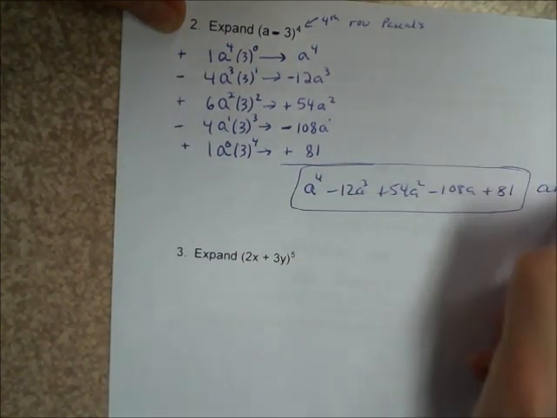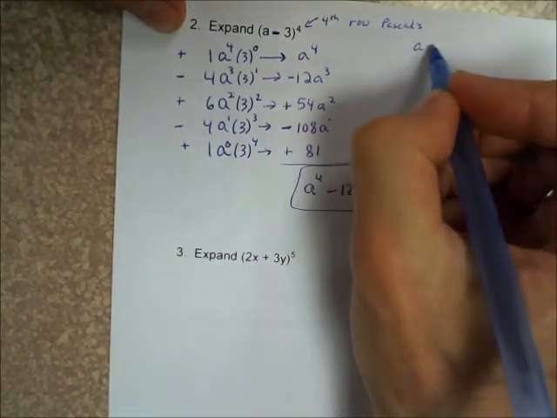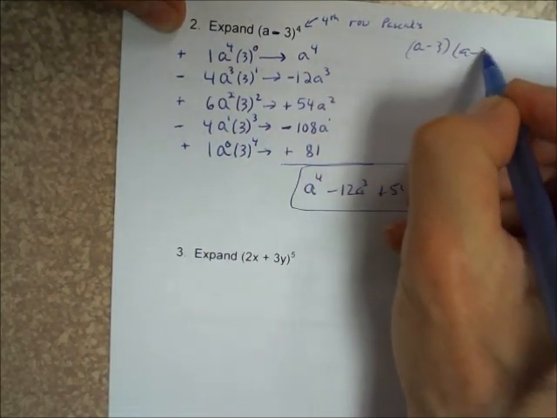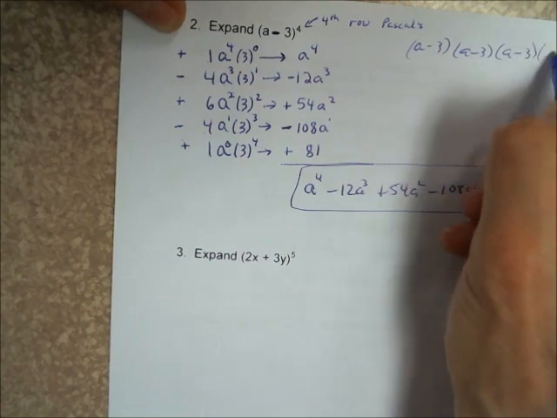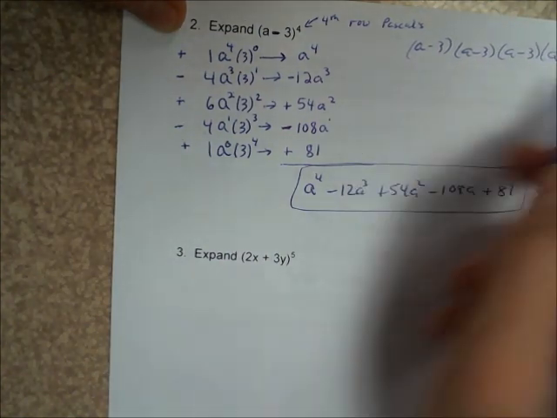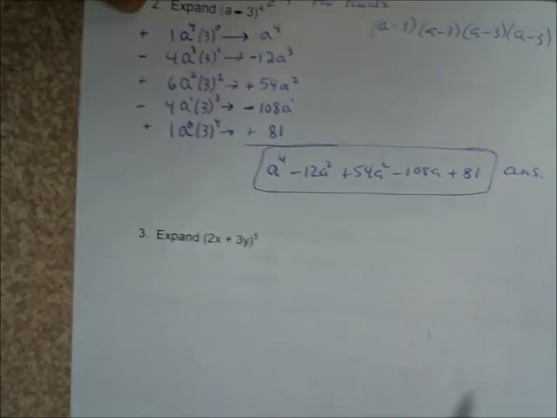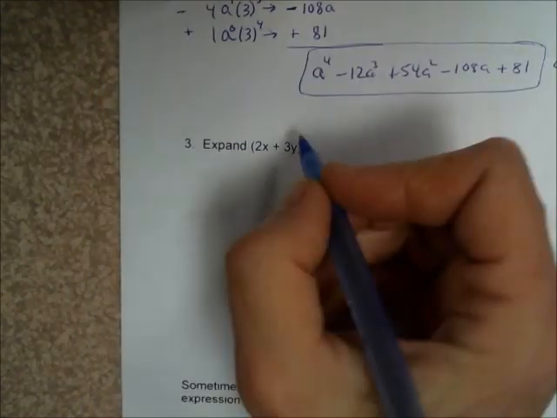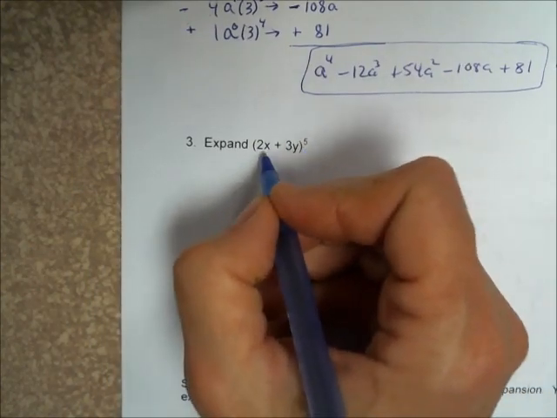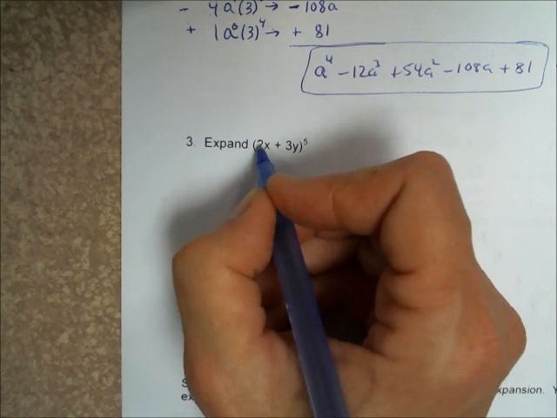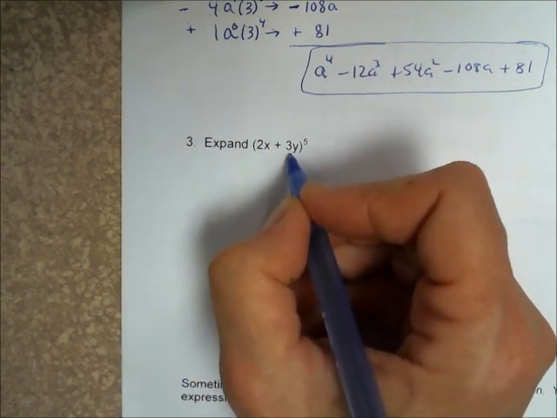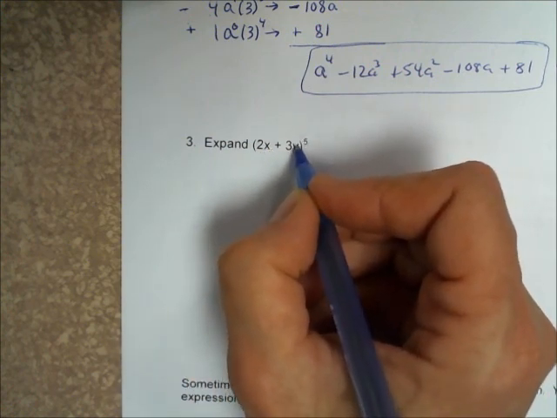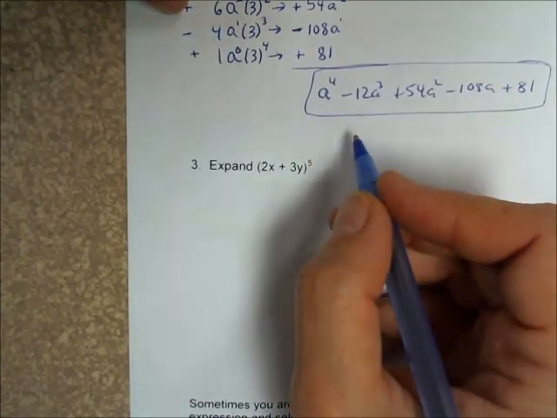And that is much faster than multiplying a minus 3 times a minus 3 times a minus 3 times a minus 3. That's long and tedious. This is a shortcut. Okay, the next thing we're going to do is even different than the other ones, because your first term has a 2x in it and your second term has a 3y in it. So we're going to have to be real careful when we raise them to the power.